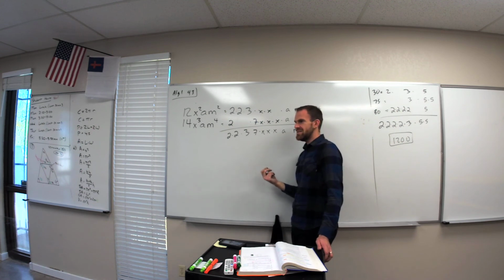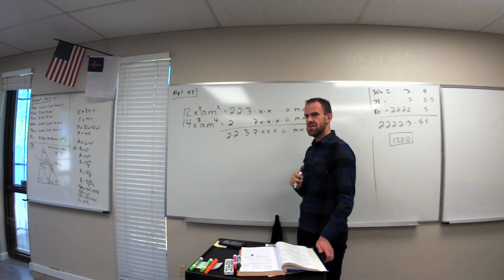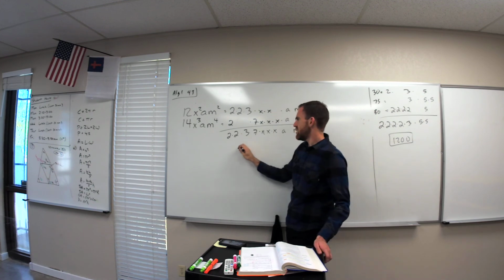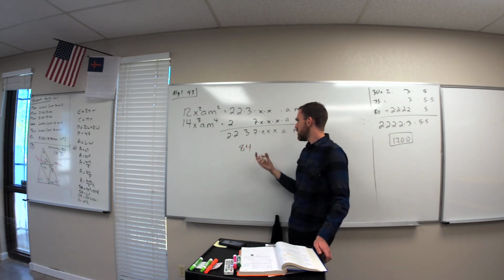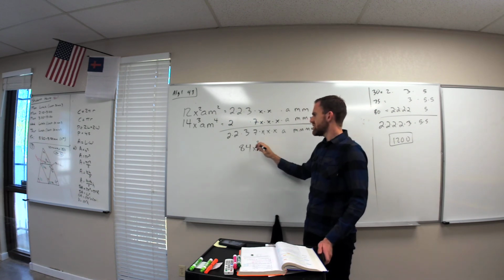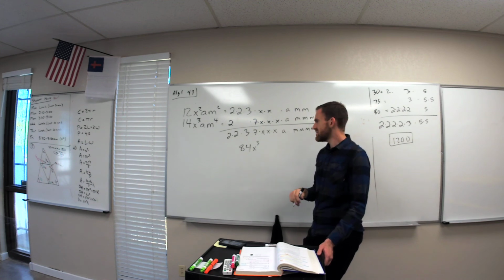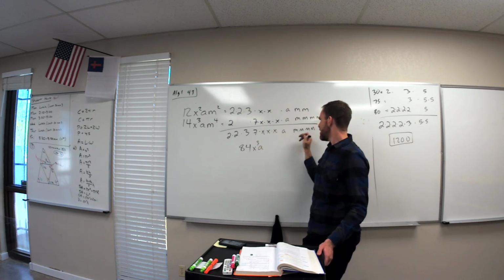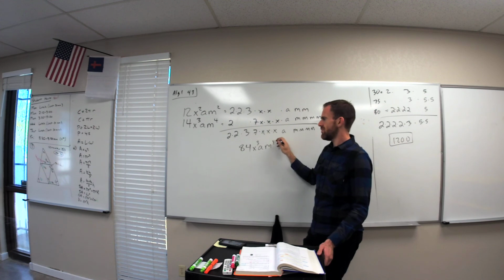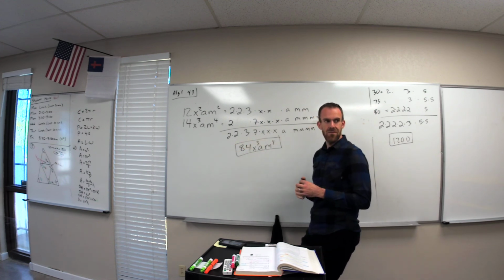Now I'll multiply this together, and that's my least common multiple. 2 times 2 is 4, times 3 is 12, times 7 is 84. 3 x's makes x cubed. If we added them, it would be 3x. If we multiply them, it's x cubed. I have 4 m's, m to the 4th. And that is lesson 43.